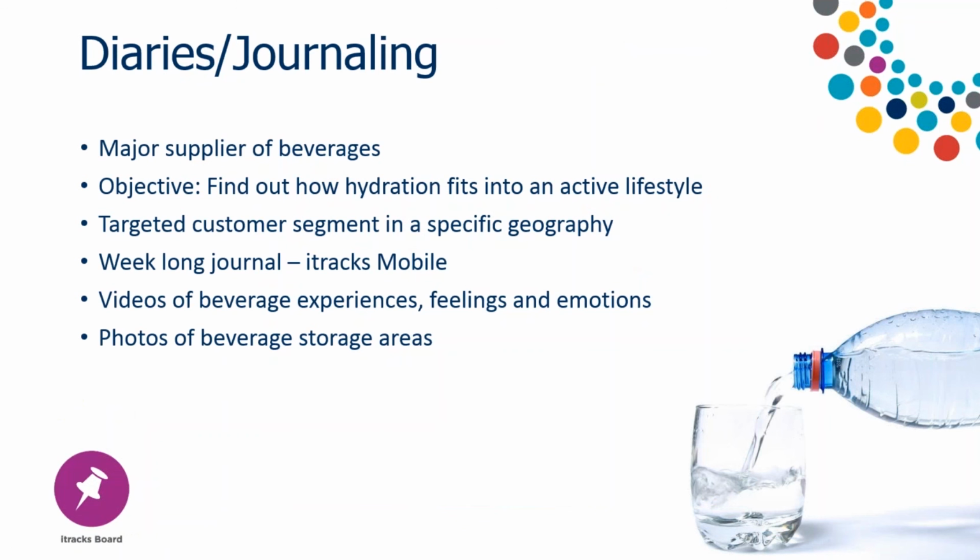This one was a major beverage supplier. They wanted to find out how hydration fit into what they considered people with an active lifestyle. So they wanted to get a sense of where people were drinking water and how they were hydrating themselves throughout the day, and in what different environments they were doing that. So they targeted these people, classified as active lifestyles, but they also wanted to get quite specific from a geography standpoint.